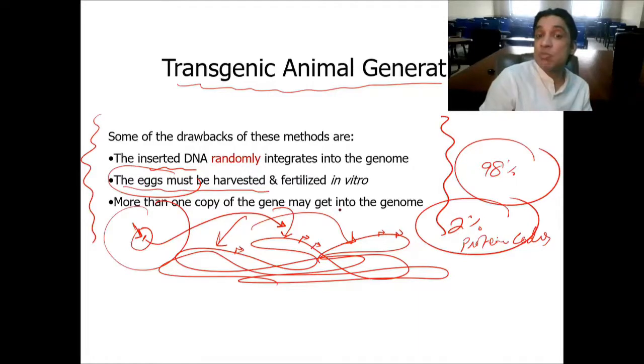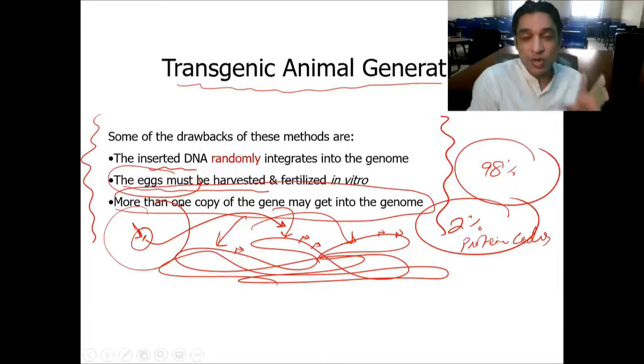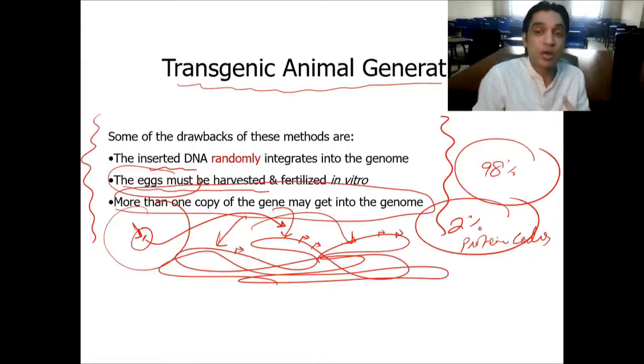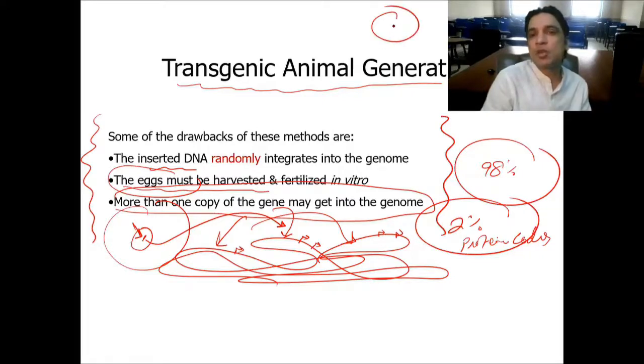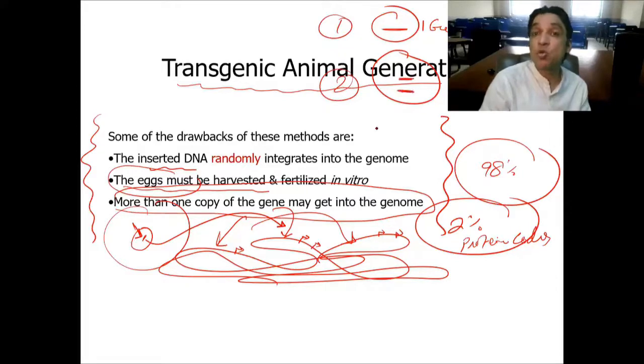More than one copy of the gene may get into the genome. And that's a very, very valid objection. You are sending the genes through retroviruses. Who knows whether one cell is going to receive one copy of the gene or two copies, three copies, five copies, or 100 copies? Nobody can control how many copies will be incorporated into the genome. So in one experiment, the host genome incorporates, for example, one gene. In another experiment, the host genome incorporated two copies.